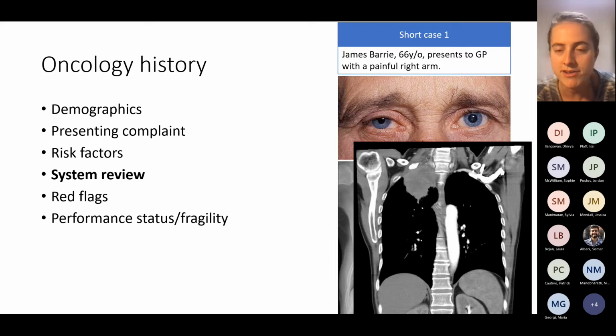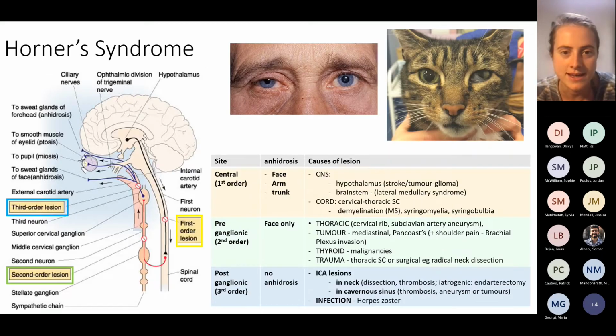So this is a slide that I made for myself last year. It is quite busy. Oh, actually, I didn't have the cat last year. I included that for you guys, because it turns out cats and dogs can get Horner's too. Depending on where the lesion is, you will have different symptoms of Horner's, and the key one is the areas of anhidrosis. This is a little bit niche, but it did come up once last year, so maybe it's useful for you guys.